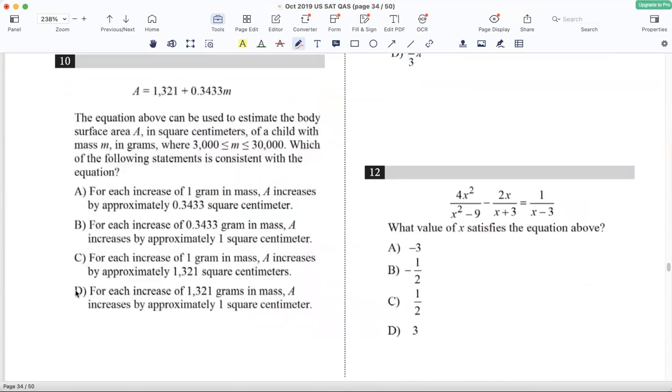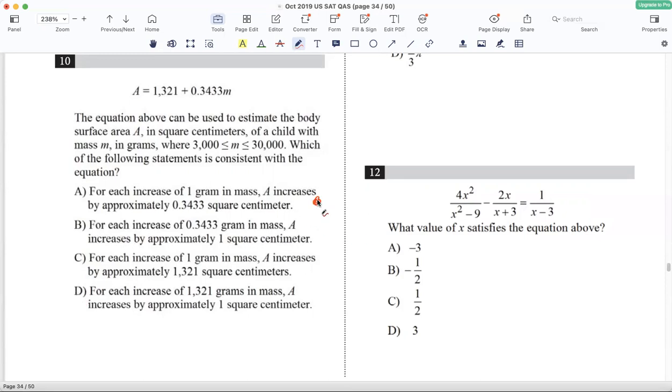A is 1321 plus 0.3433 m. The equation above can be used to estimate the body surface area in square centimeters of a child with mass m grams, where 3000 is less than m is less than 30,000. Which of the following statements is consistent with the equation? For each increase of 1 gram in mass, A increases by approximately 0.3433 square centimeter.